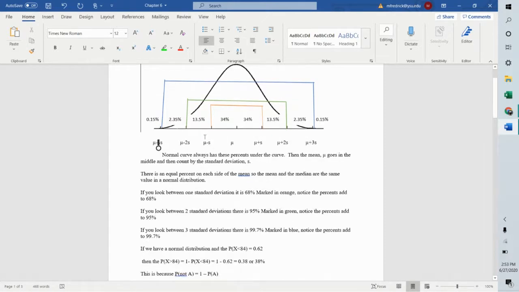If you look between one standard deviation from here to here, the orange spot, there's 68% if you add those together. So 68% is your middle, one standard deviation each way. If you go 2 standard deviations each way, the green box, then you have 95% of your data. And 3 standard deviations is 99.7%, and they always leave this outer percent. It's usually your outliers. And so there is that percentage outside of it.